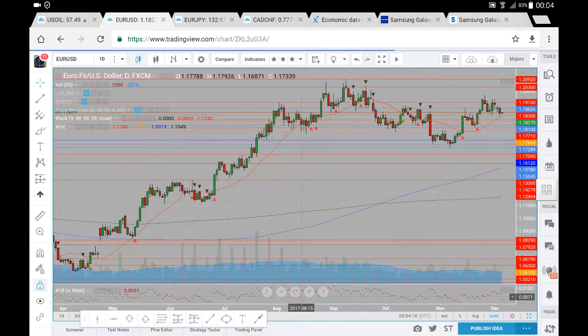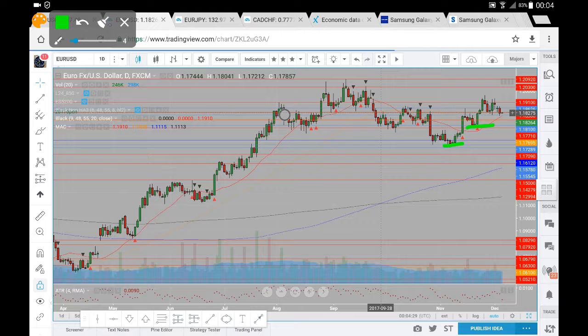Let me get the scaling correct. As we can see here on the euro dollar, we were expecting a third higher low. So we've got a low there, a higher low. We're expecting a third higher low. The first indicator that we did see some weakness was the gap down in prices. We've not quite come back up to fill the gap.